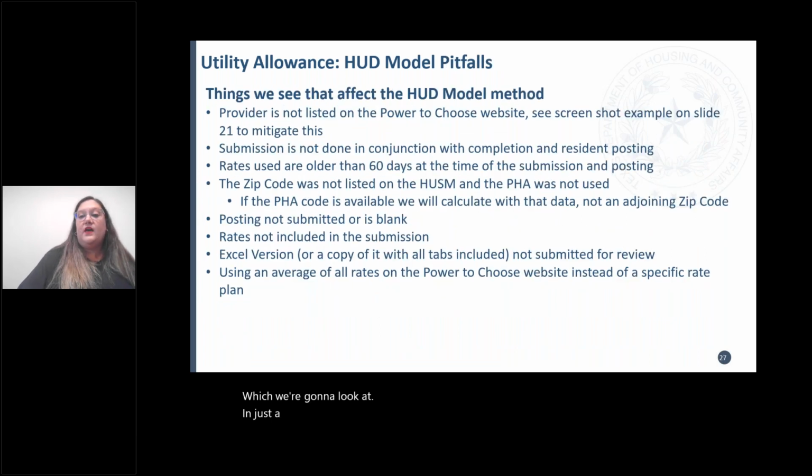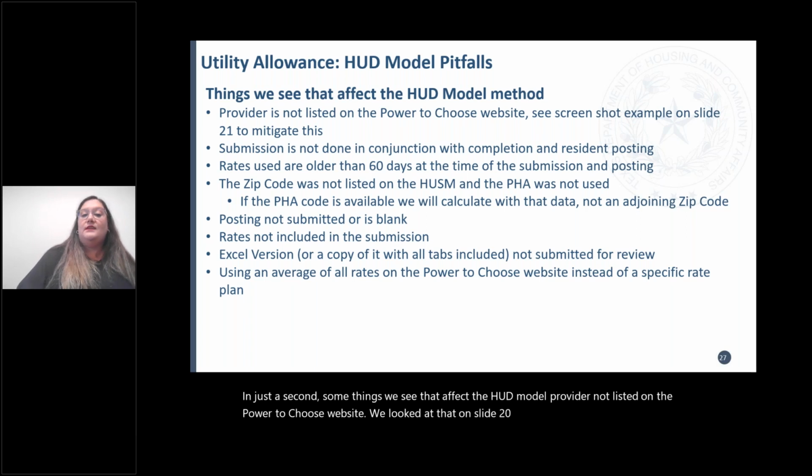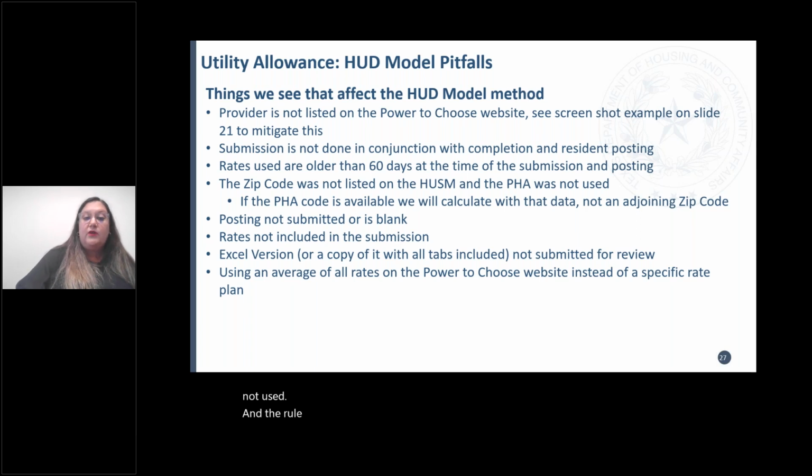Some things we see that affect the HUD model. Provider not listed on the Power to Choose website. We looked at that on slide 21. Submission is not done in conjunction with completion and resident posting. Rates used are older than 60 days at the time of submission and posting. The zip code was not listed in the HUD model and the PHA code was not used. The rule does state that if there isn't a zip code, you use the PHA code and not the adjoining zip code. The posting or submission is blank or not submitted. The rates are not included in the submission. The Excel version is not submitted for review.